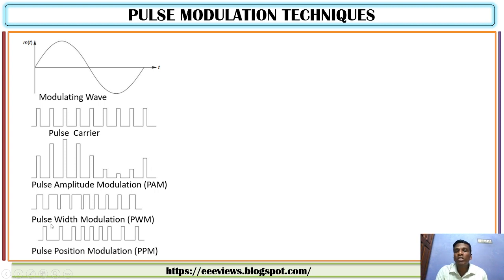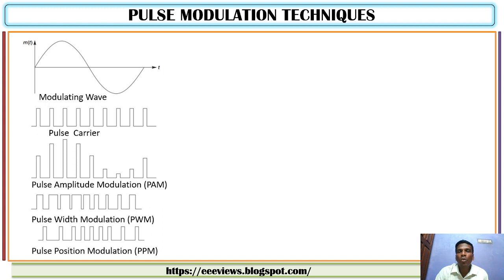The next type of modulation is pulse width modulation. Here the width of the pulse will be varying according to the modulating wave. The last one is pulse position modulation. Pulse position modulation means the width of the pulse will be the same. You can see in the diagram, all the pulse widths are the same, but the position varies based upon the modulating wave. So these are the techniques we use to transmit the signal over the channel, for efficiently transmitting the signal.